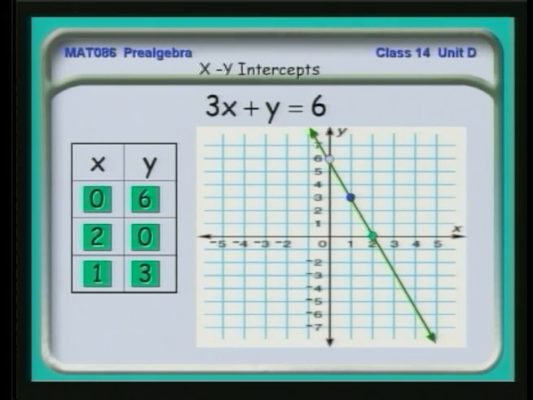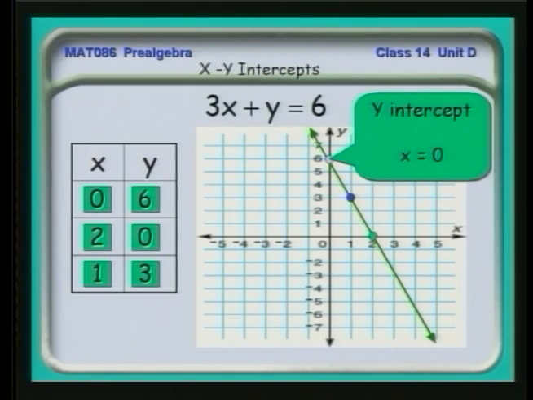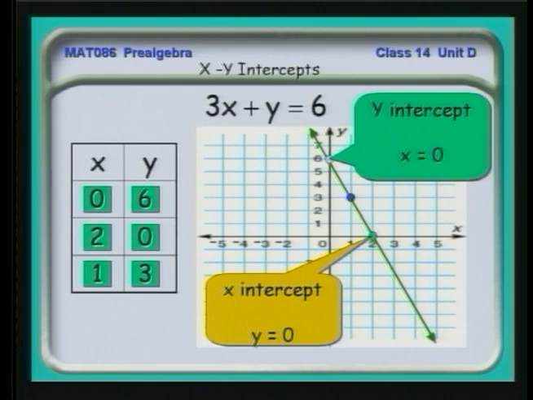Now there are 2 points that I want to call your attention to, where the line of the graph crosses the axes. Where it crosses the y-axis is at the value x equals 0. That has a special name. It's called the y-intercept. The equation intercepts the y-axis at x equals 0. The equation intercepts the x-axis at y equals 0. So we can talk about those 2 points. They're special. They're called the y-intercept and the x-intercept.